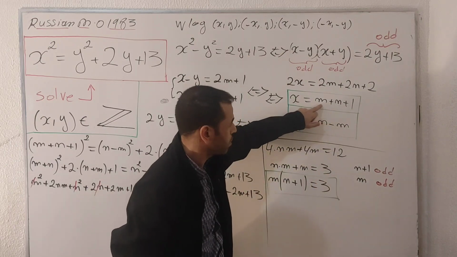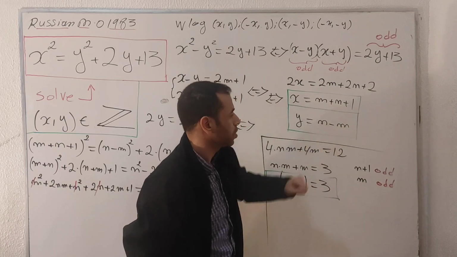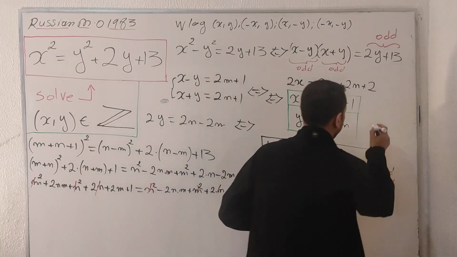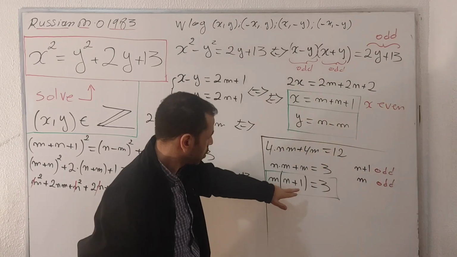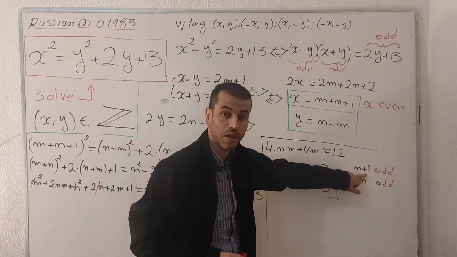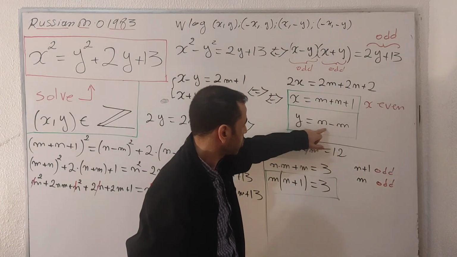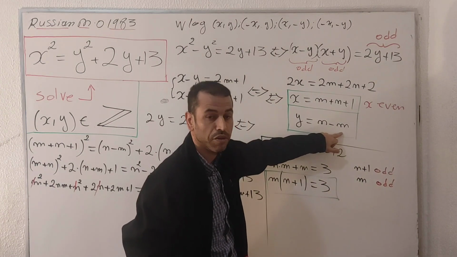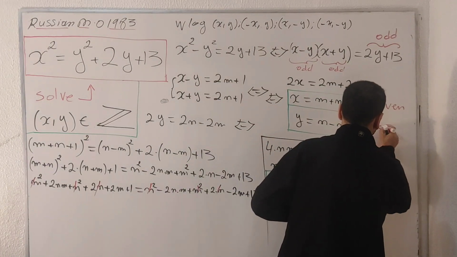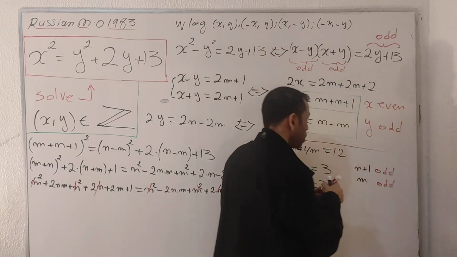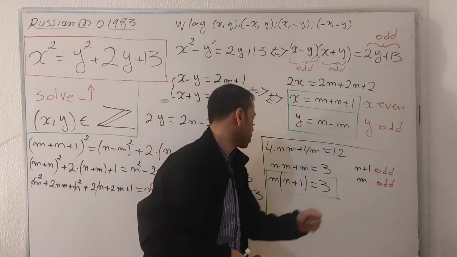We have m is odd, n plus 1 is odd. That means odd plus odd gives even. That means x is even. Since n plus 1 is odd, that means n is even. n is even, m is odd. That means even minus odd gives odd. So that means y is odd. Now we have determined the parity: x is even and y is odd.